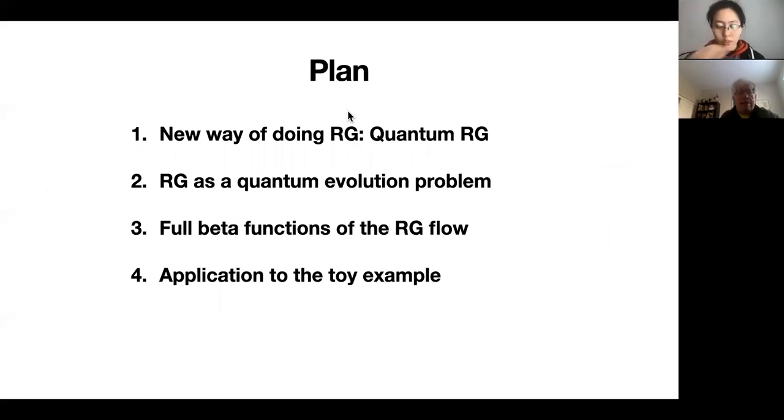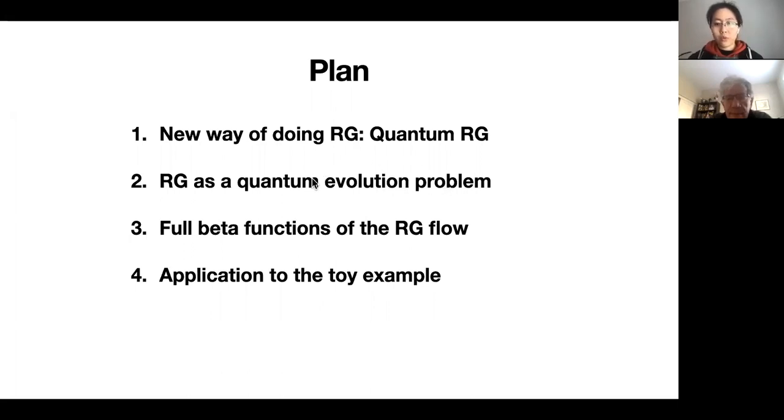In order to explain our main results, firstly, I need to review the quantum RG method. This is an alternative way to do the RG, and by reviewing this method, we can already see why main result 1 is correct. On the other hand, the quantum RG gives another view of the RG process as a quantum evolution problem. So this changes our view of the RG problem.